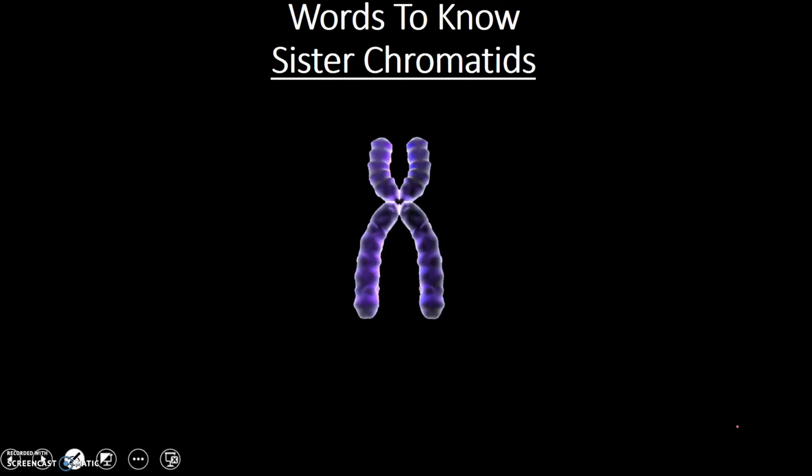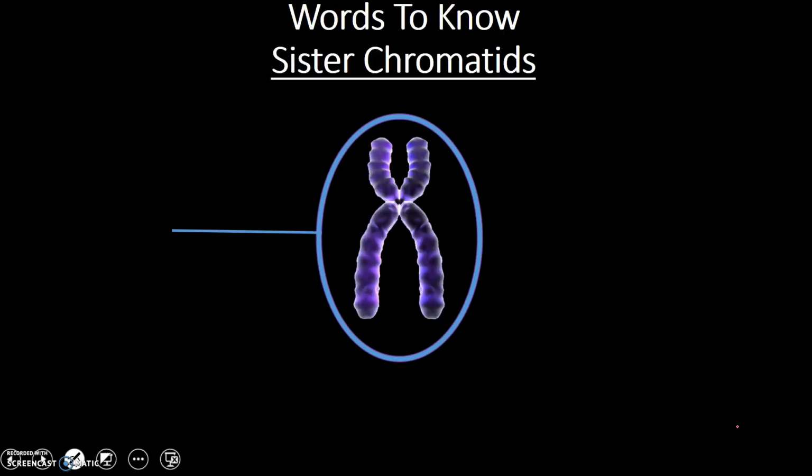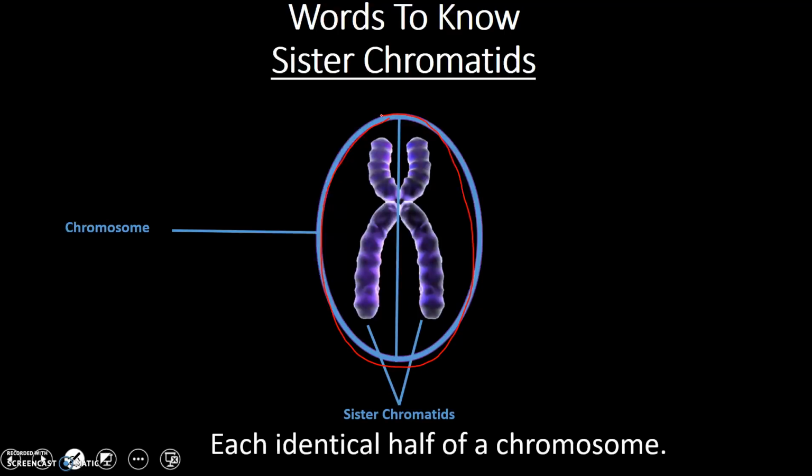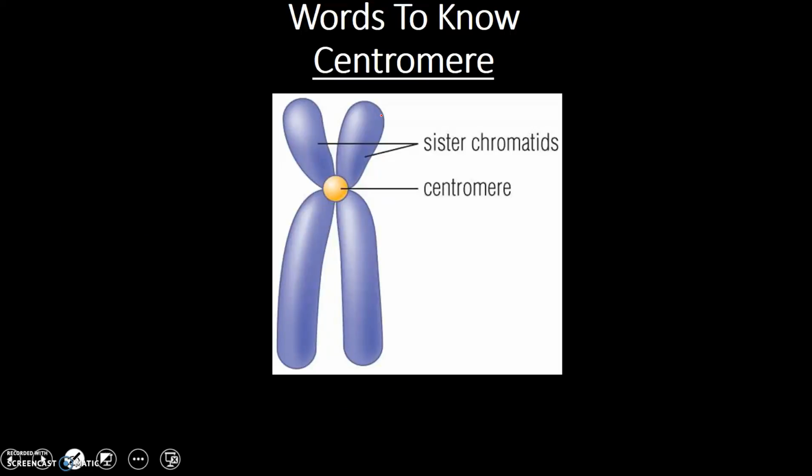Okay. Next, we have to go over what a sister chromatid is. The sister chromatid is each identical half. So again, this whole structure is one chromosome, but if I'm referring to the left or right half, that would be an identical sister chromatid. And next, we have to go over the centromere. Essentially, the centromere is just where the two sister chromatids attach. That's the center point.